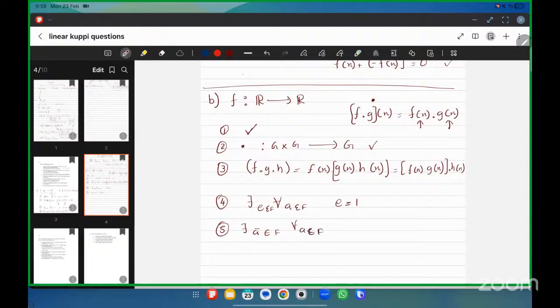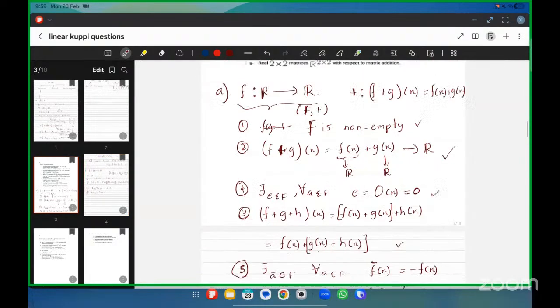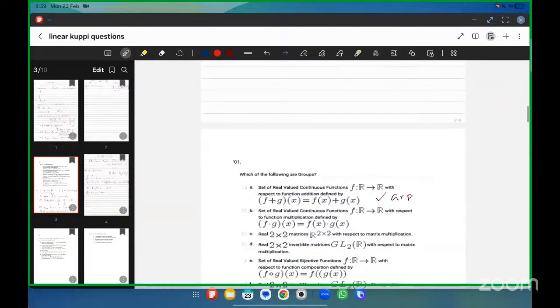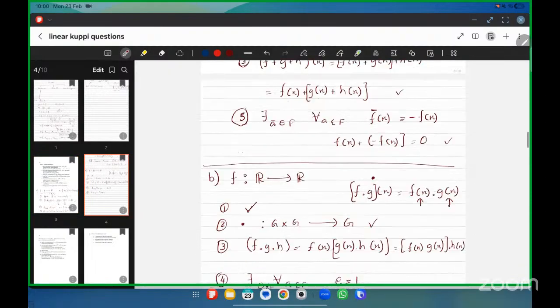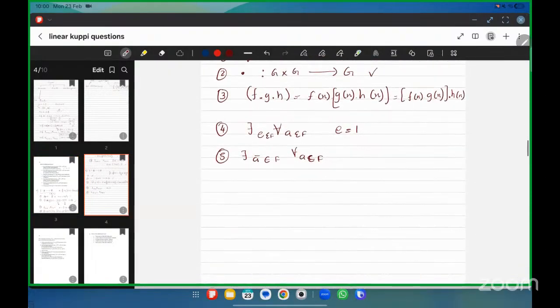Okay, the problem is, if we look into the normal... sorry, one thing I missed. One more thing is B is a set of real-valued continuous functions. It is not a discontinuous function, it's a continuous function. So for a continuous function, for example, if f(x) is equal to x squared plus 1, it is one continuous function.